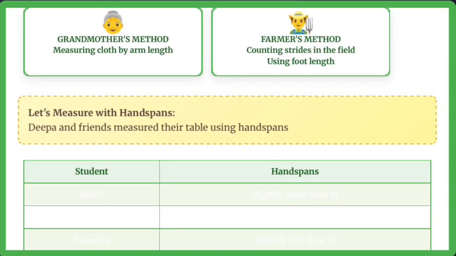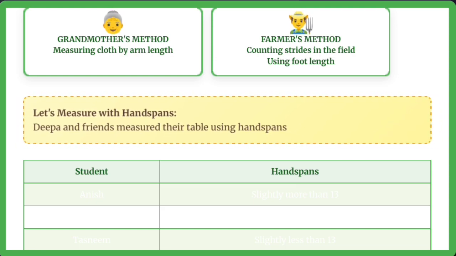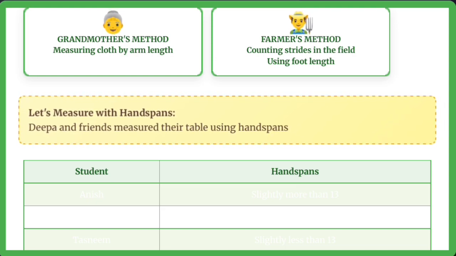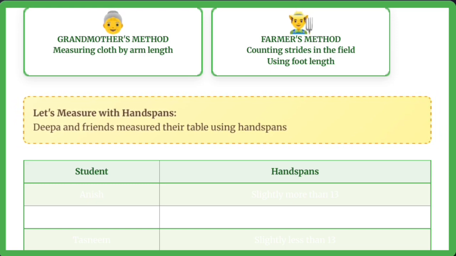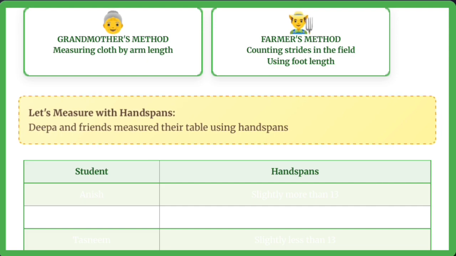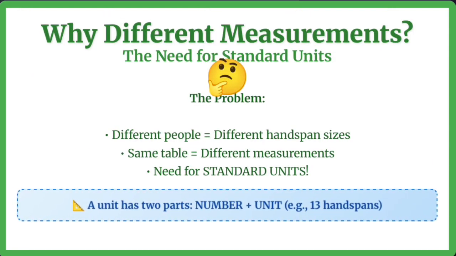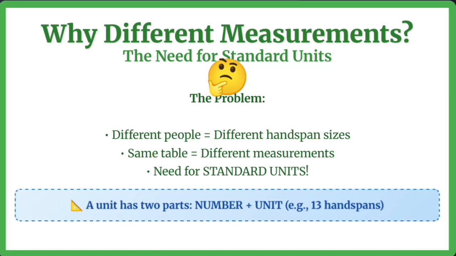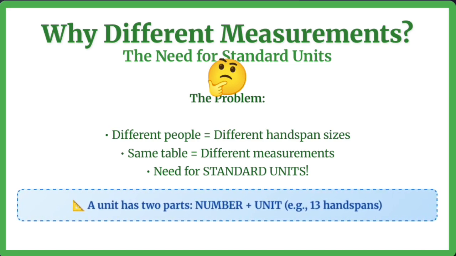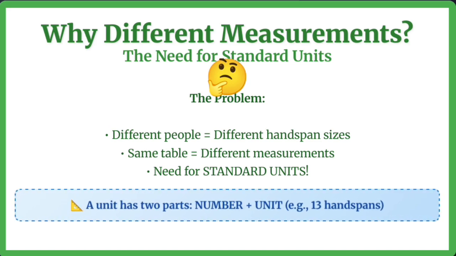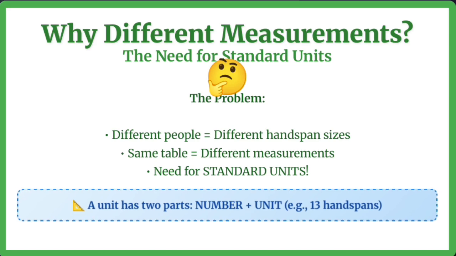People have used different methods to measure length throughout history. Grandmothers measured cloth by arm length, farmers used strides in their fields, and we can use our handspans too. When Deepa and her friends measured their table using handspans, they got different results. This happens because everyone's handspan is different, showing why we need standard units of measurement.